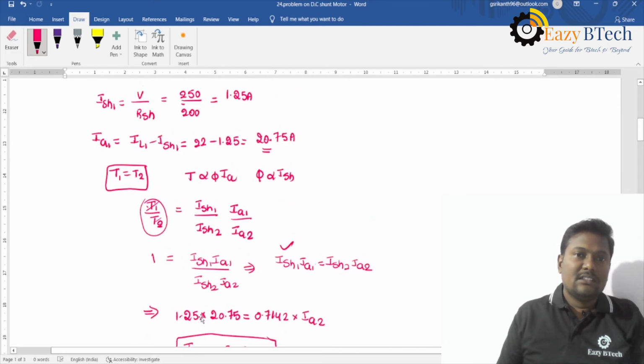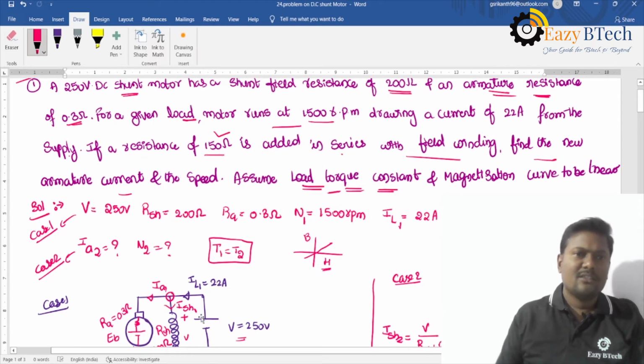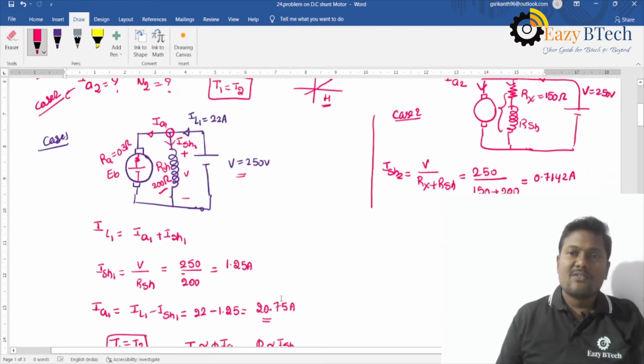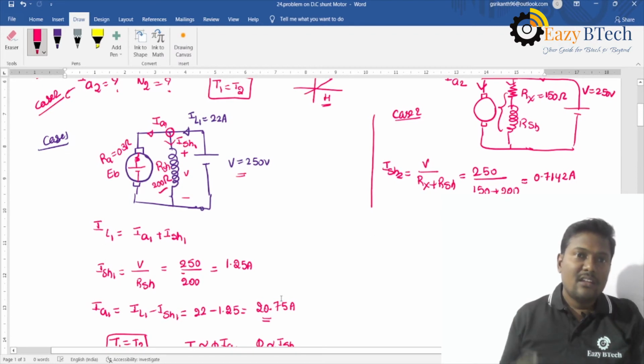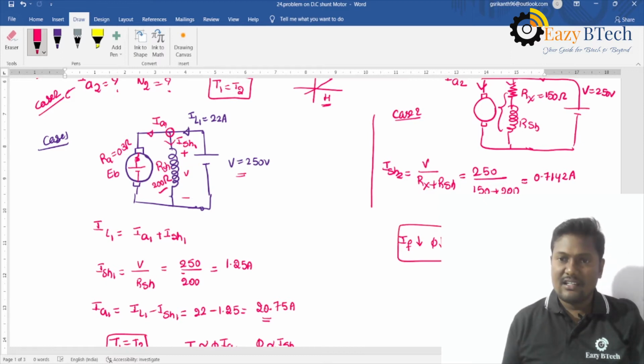See, this is a very important problem. This is a problem on the field control method. You should observe that the field resistance increases. Logically, you can think of a shortcut method. The field current decreases, then the flux decreases, then the speed will increase. If an external resistance is added in series with the field, the current flowing through the field will decrease, the number of flux lines will decrease, and the speed will increase. Let's check it.